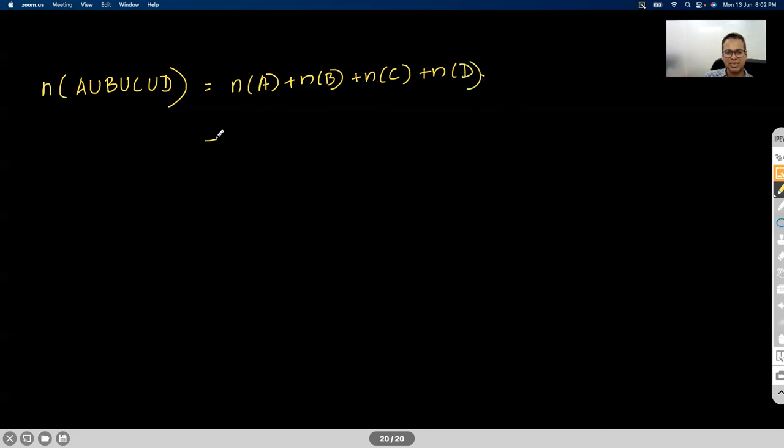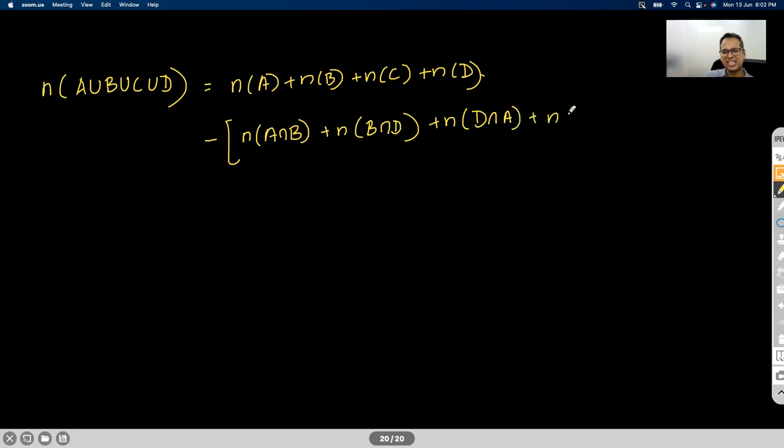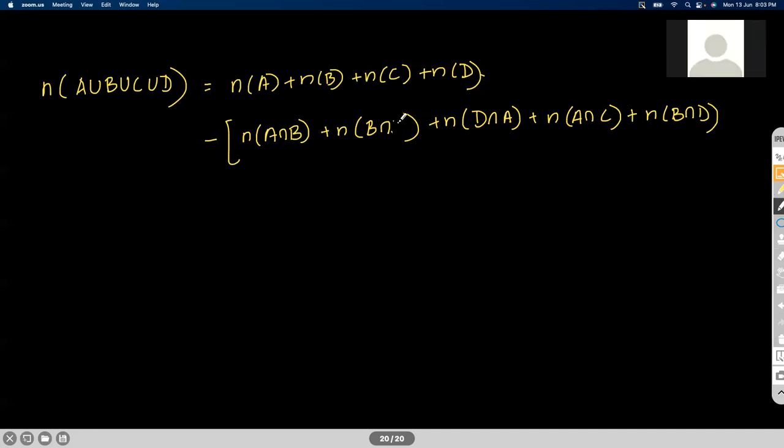Okay, then subtract two at a time. So two at a time means take all the intersections of two possible. So A intersection B, B intersection D, D intersection A, then A intersection C. Correct? Then B intersection D. Oh, I think I missed out. This was C, by the way. So D intersection C. Yeah, I missed out one more, C intersection D. Okay. So 1, 2, 3, 4, 5, 6 terms will come as a subtraction.